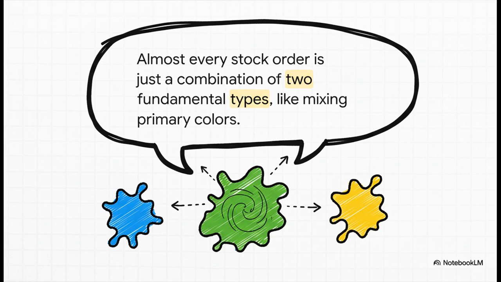I want you to think about it like primary colors. You only need red, yellow, and blue to create an entire rainbow of other colors, right? Well, it's the exact same idea in the stock market. You only need to truly understand two basic order types, and from there, you can understand pretty much all the others. It makes everything way less intimidating.